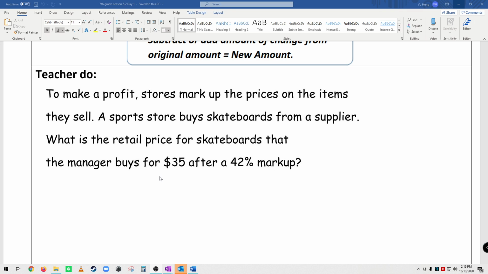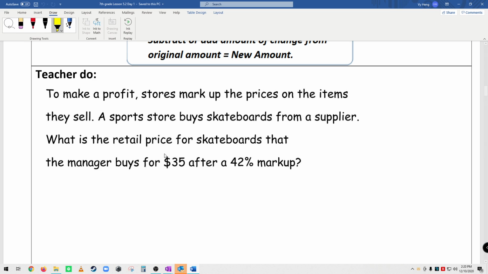Okay, so let's think about, first of all, what is the story about? Well, if you read this, the story is about a store that wants to make profit by marking up their prices. Okay, so a few words that you will have to know for this one is the original amount. So what is the original amount here? Well, the original amount is going to be $35 because that's what they bought it for. Okay, so the initial amount.